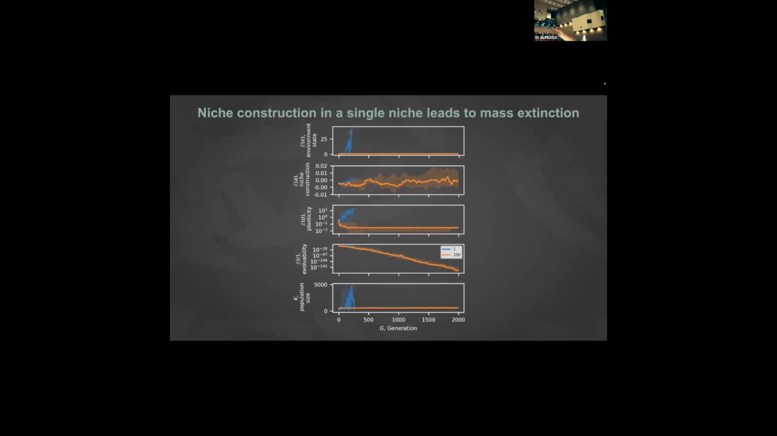But then at some point, the variation becomes so large that they cannot cope with it anymore, so they go extinct. Whereas in the case of 100 niches, although they have similar levels of niche construction on average across agents, because they're dispersed in the environment, the absolute amount of environmental variability is smaller, so they can survive.